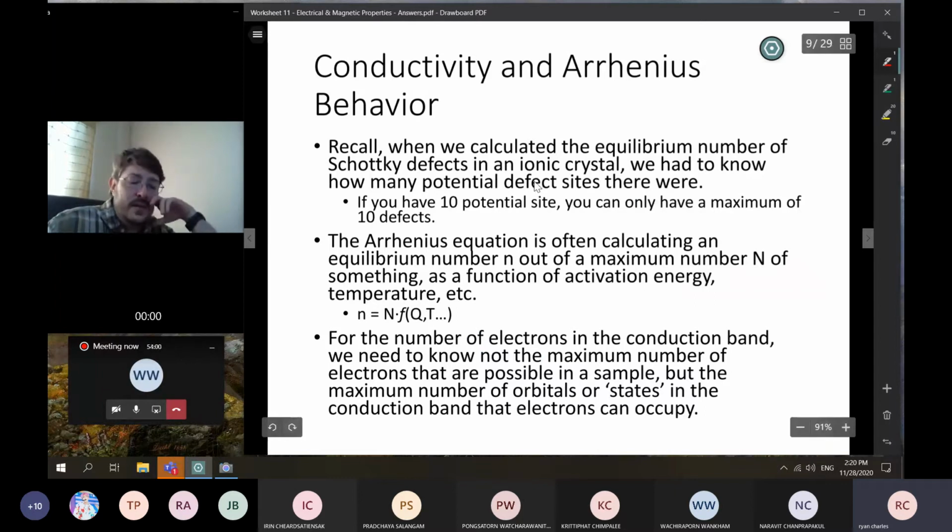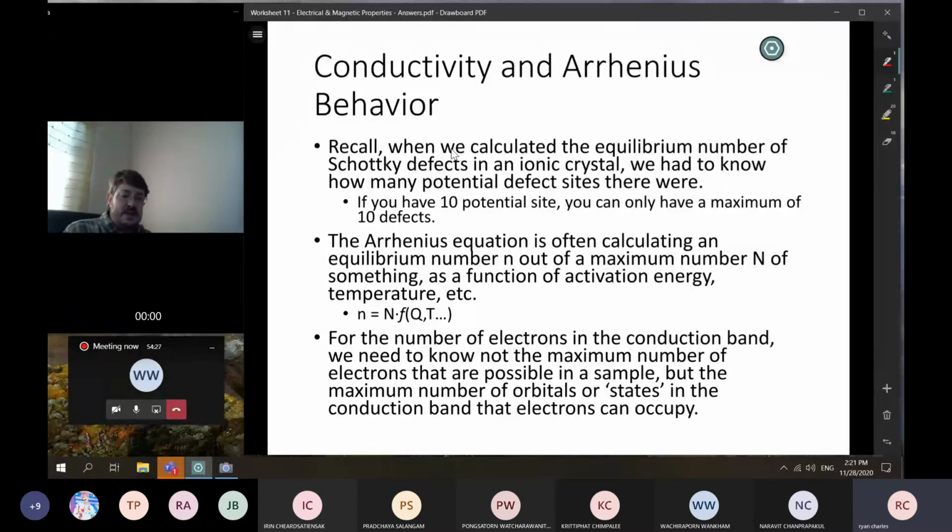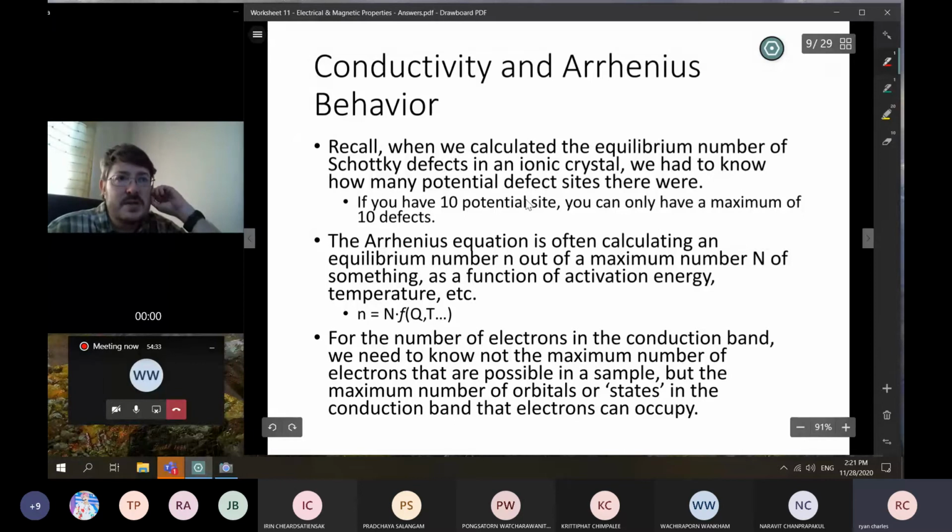When you calculate it, think back before the midterm. When you calculated the equilibrium number of Schottky defects in an ionic crystal, you had to know how many potential defect sites there were, right? How many vacancies can you have? Well, the maximum, the boundary, is how many lattice sites you have. What are the potential defect sites? That's the maximum number of defects you can make. So if you have 10 potential sites, you can only have a maximum of 10 defects, right?